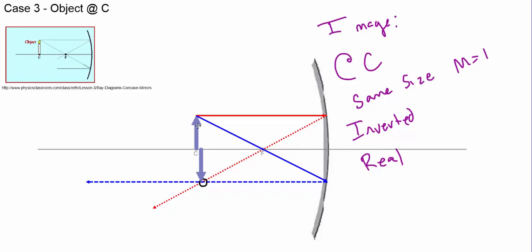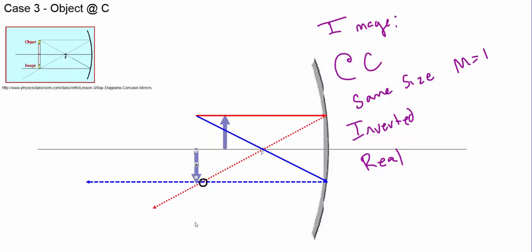Again, let's make sure we recognize this pattern. We started really, really far away. The image was really tiny at F. We started to approach C at a finite value. The image started approaching C at a finite value and got bigger. We're now at C, and the image is at C, and it's the same size. So case 4, you can probably expect the object continues to travel towards the mirror somewhere between C and F.